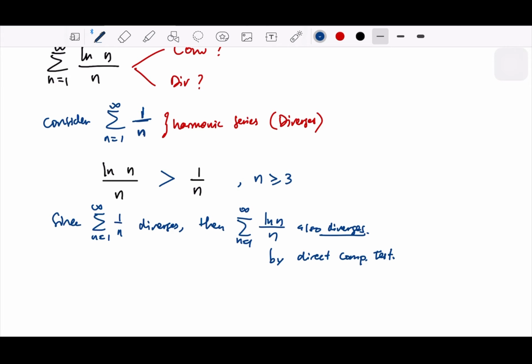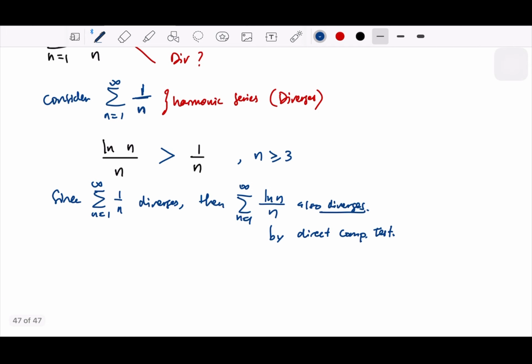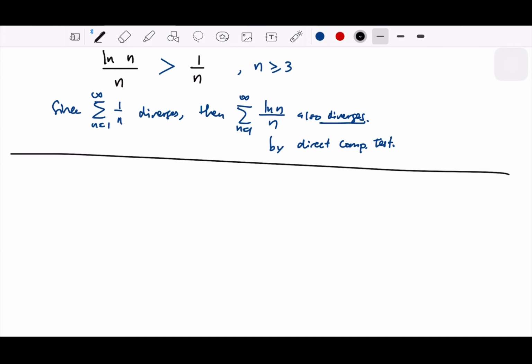Okay, let's continue. So, the comparison test. This one we can still check using the direct comparison test, which should satisfy some condition for the series to be convergent or divergent. But this direct comparison test has some weakness. If we consider another example, let's say we have the series of 1 over 2 to the power of n, but minus 1. So it's not plus 1, but minus 1.